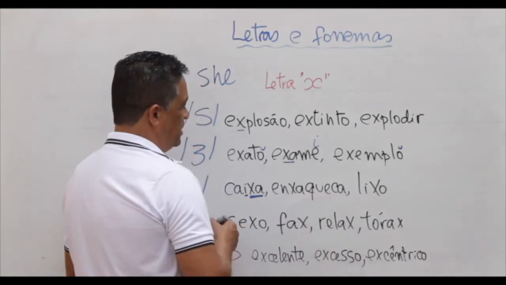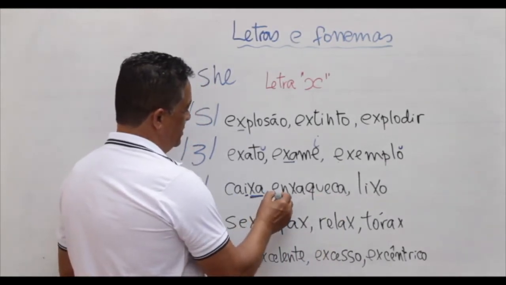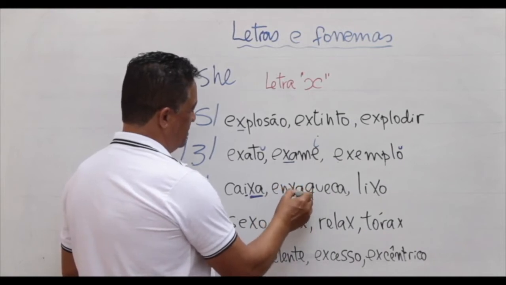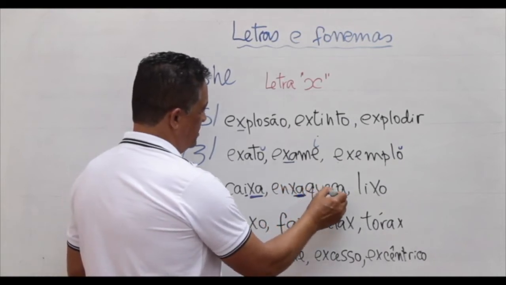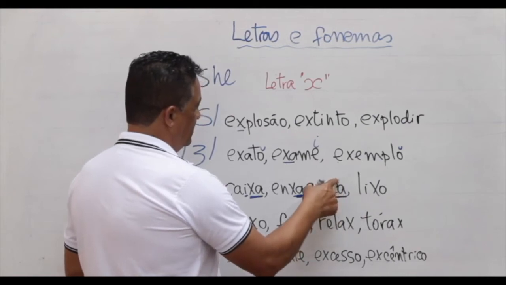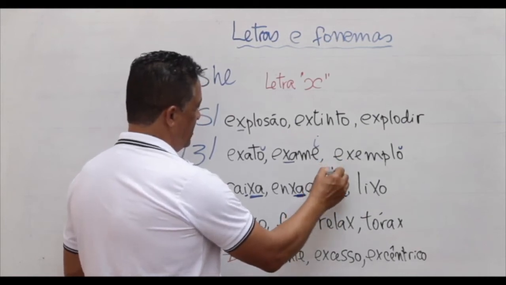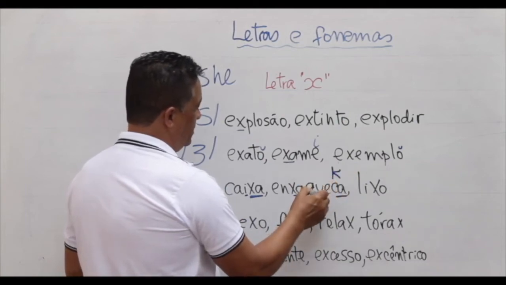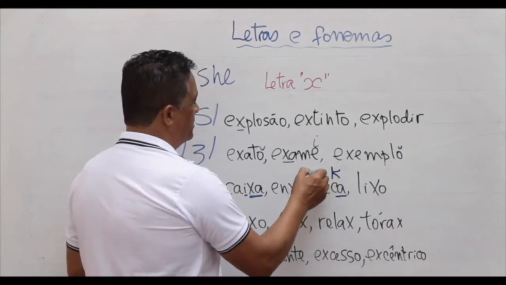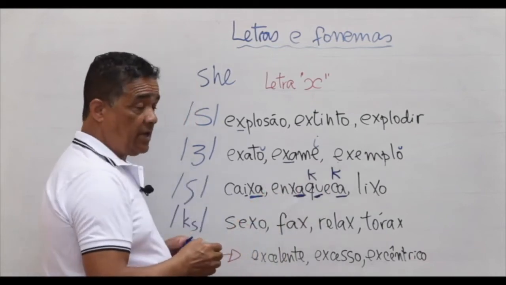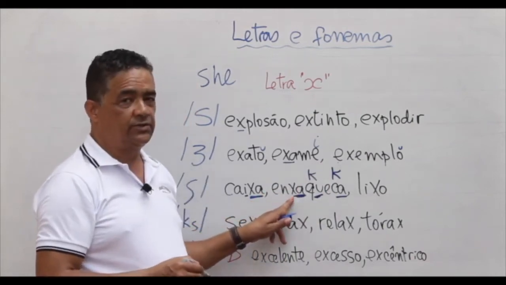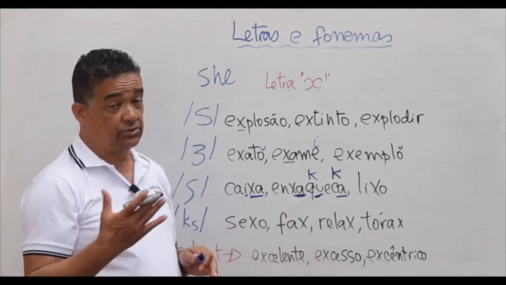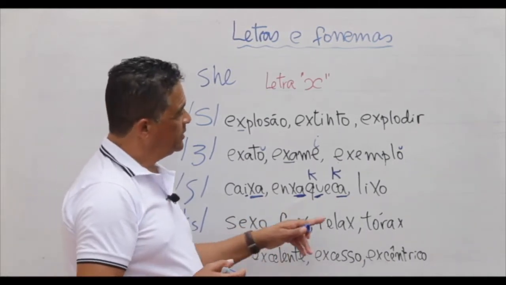Enxaqueca. This is a very interesting word. We say enxaqueca. So here you have the letter C with the sound of a K. And also, I have explained this before, the letter K, Q, also with the sound of a K. And here the X with the sound of sh. Enxaqueca, that means strong headache or migraine.